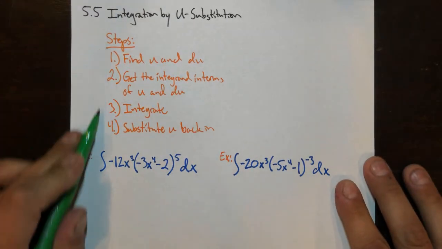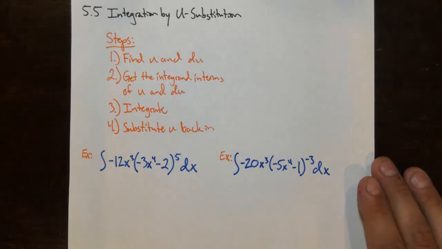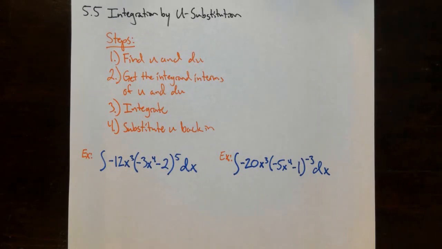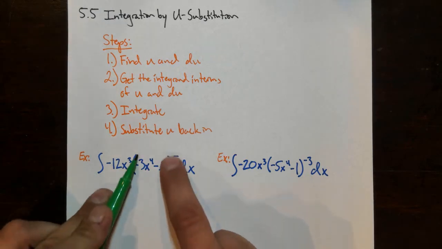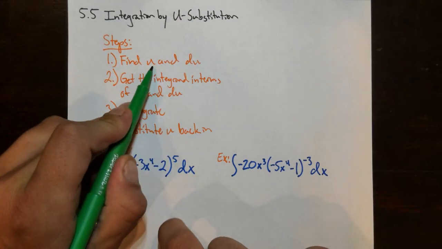So the steps here, there are 4 of them. The first one is find U and du. So U will generally be the longer one. U will generally be inside of something, and du is just going to be the derivative of whatever U is.